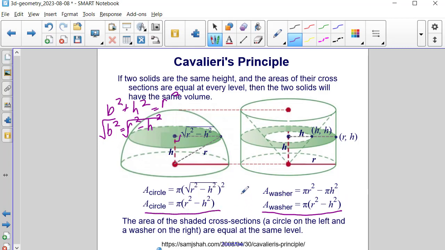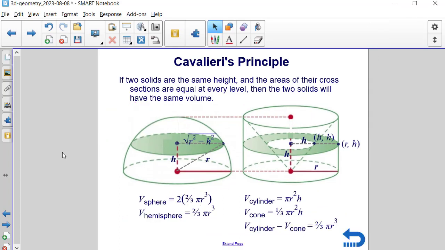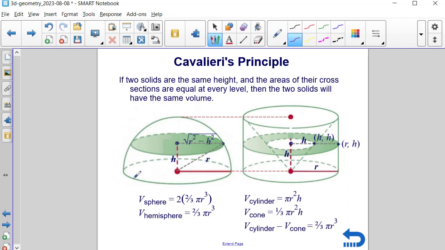So the area of the shaded region of the circle, shown here to the left, and the washer to the right are equal at the same level. Now, if we find the volume of the hemisphere, it ends up being half the volume of a sphere. And remember, the volume of a sphere is equal to 4/3 times pi times the radius cubed.